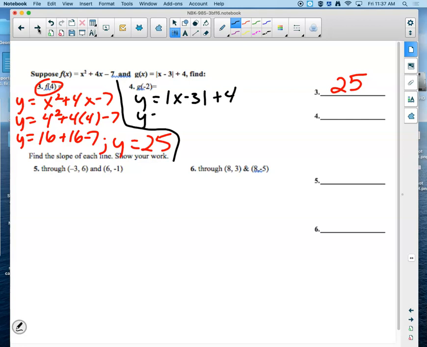And then let's put in that little -2. Absolute value is like grouping symbols. Have to do that first. So what's -2 minus 3? -5. What's the absolute value of -5? 5. What's 5 plus 4? There we go.